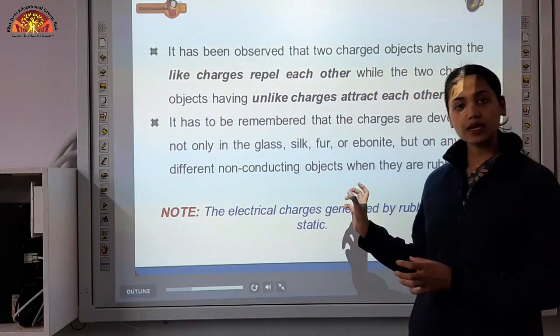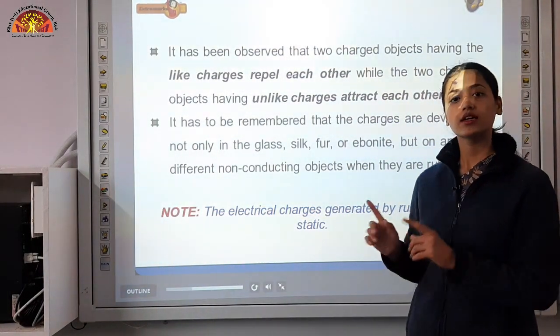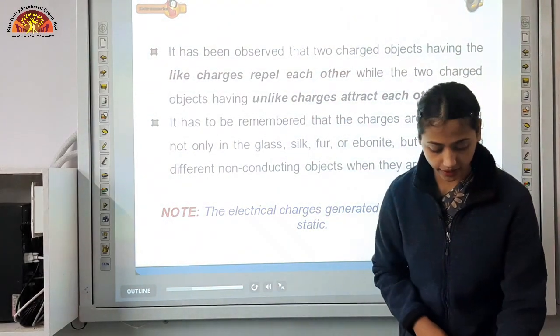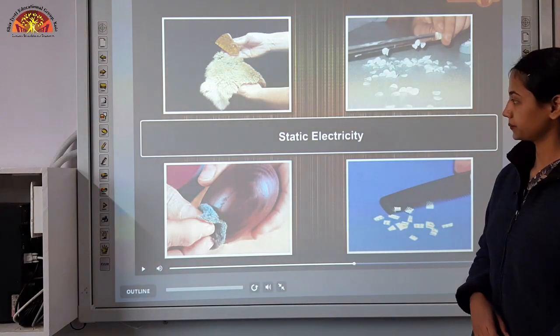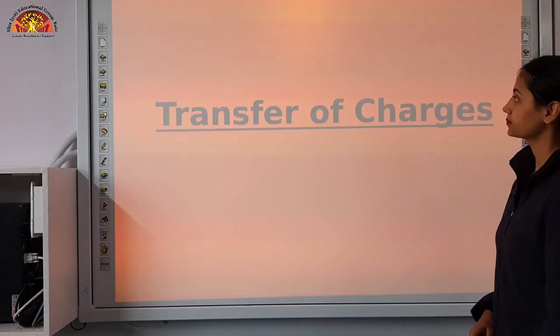But here, this type of electricity is known as static electricity. Why? Because charges are at rest, they are not moving. That electricity is known as static electricity.